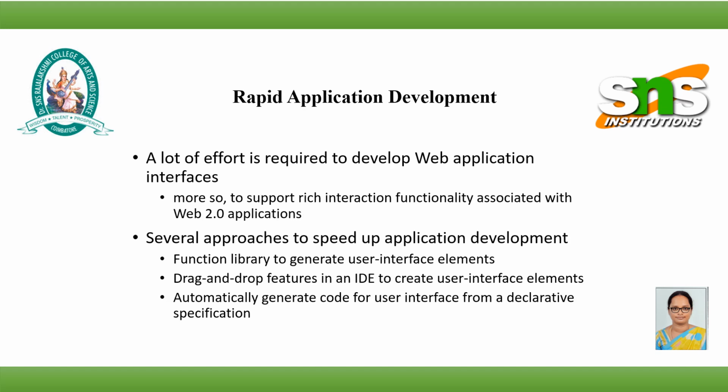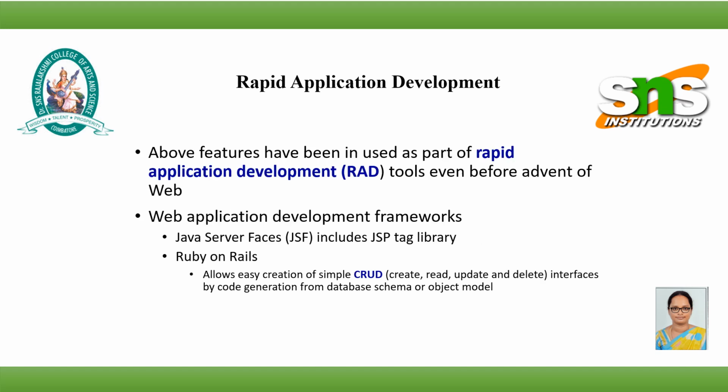Rapid application development. A lot of effort is required to develop a web application interface, and there are several approaches to speed up application development, like drag and drop, function libraries, automatic generation of code for the user interface, and declarative specifications. Rapid application development tools existed even before the advent of the web. A web application development framework is used with JavaServer Faces, which includes the JSP tag library. Ruby on Rails allows easy creation of simple create, read, update, delete queries.